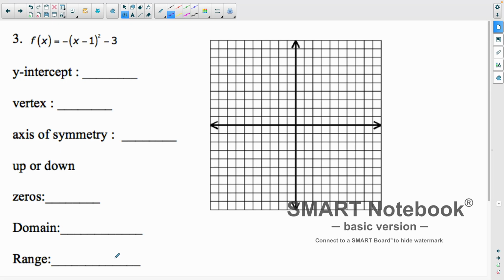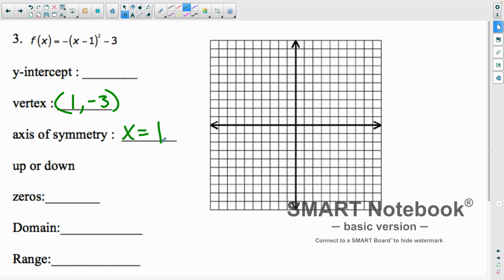All right. What format is this one? Vertex form. So automatically I should know the vertex, which is? Be careful because it's opposite of the inside of the parentheses and it's the same as the outside one. So 1, -3. If I know that, what else do I know pretty quick?